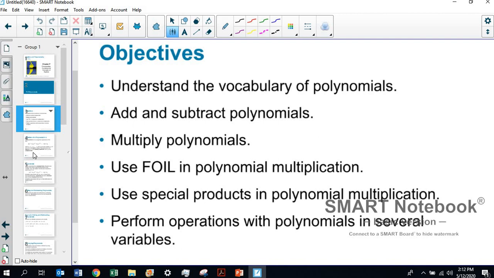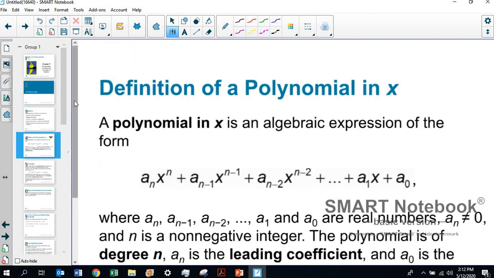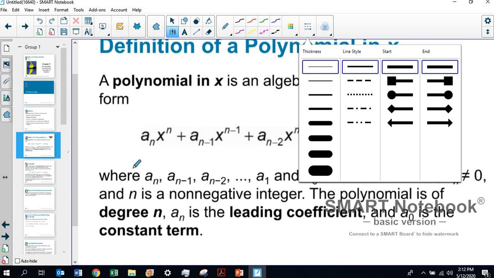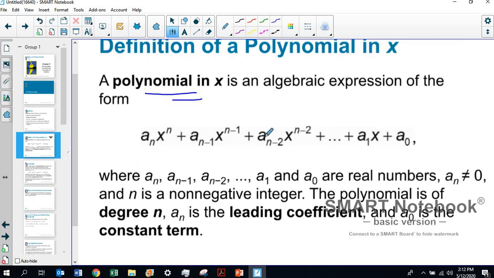So with that in mind, the definition of a polynomial looks a lot worse than it really is. A polynomial is simply an expression in which we have powers of x, and these are positive powers of x, and these are integer powers of x. So we don't have any fractional powers and we don't have any negative powers if it's a polynomial. There's no square roots of x, there's no x's in the denominator, none of that. It's just a sum of numbers.